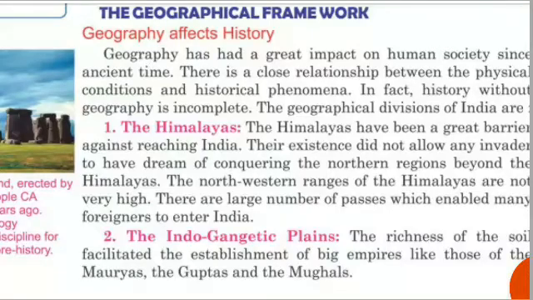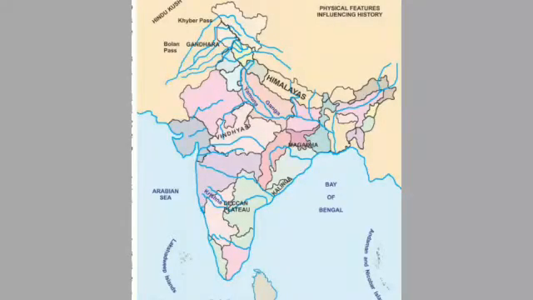Second, the Indo-Gangetic plains. The richness of the soil facilitated the establishment of big empires like those of the Mauryas, the Guptas, and the Mughals. The southern India. The Vindhyas range stands between the north and the south. South India remained under the influence of the Dravidian culture even when the Aryan influence extended widely over the north.